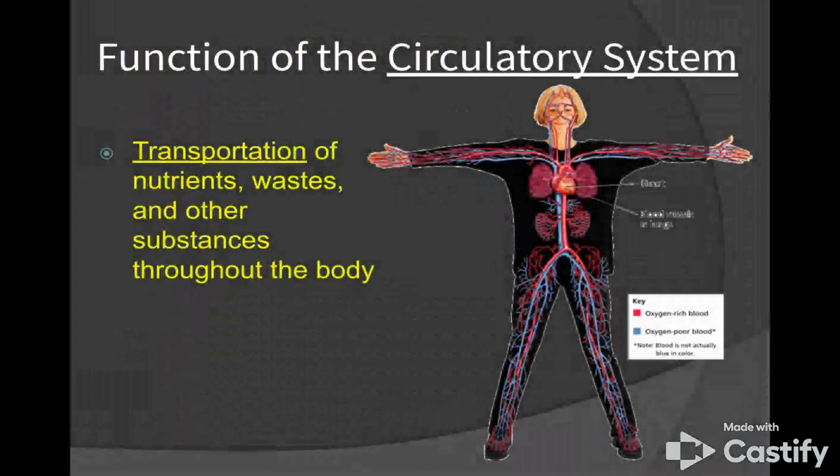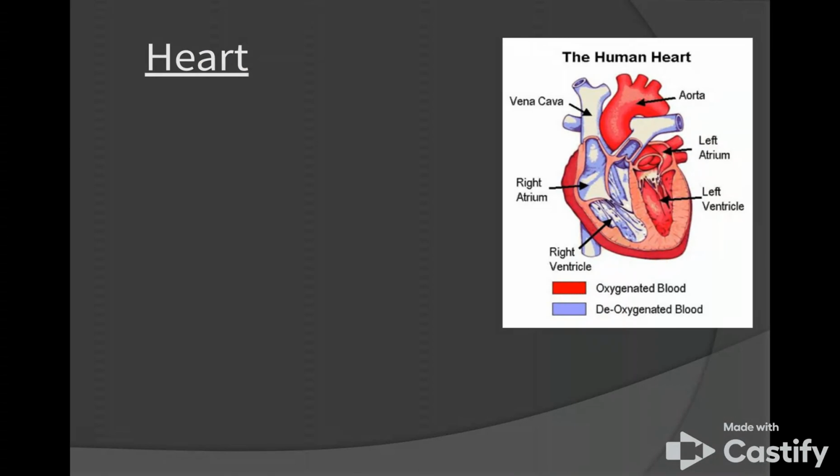The main function of the circulatory system is transportation. It's basically your body's highway. It moves all of the important nutrients you get from your food, any waste products that are created from breaking down that food, and other substances throughout your body.